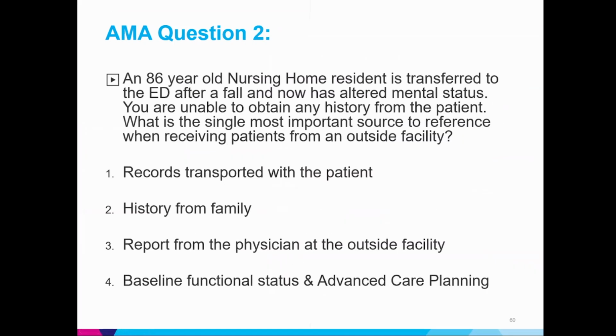Second question. An 86-year-old nursing home resident is transferred to the ED after a fall and now has altered mental status. You are unable to obtain any history from the patient. What is the single most important source to reference when receiving patients from an outside facility? 1, records transported with the patient. 2, history from the family. 3, report from the physician at the outside facility. And 4, baseline functional status and advanced care planning.